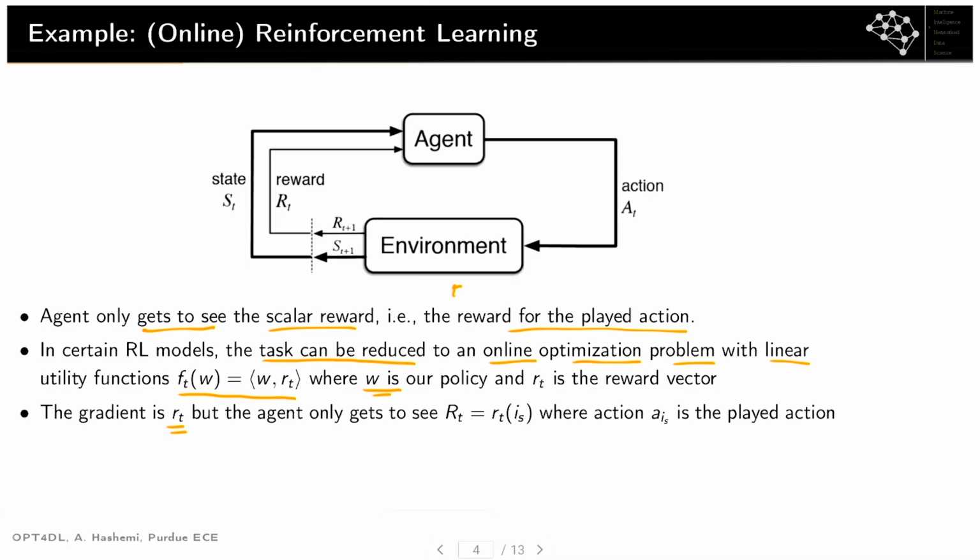solve this problem. But as I mentioned, the agent only gets to see the reward for the action that was chosen. Essentially, if I have, again, a 4-dimensional vector, I only see one of the coordinates. So I don't know what the other coordinates are. Therefore, I'm not going to be able to calculate the gradient.